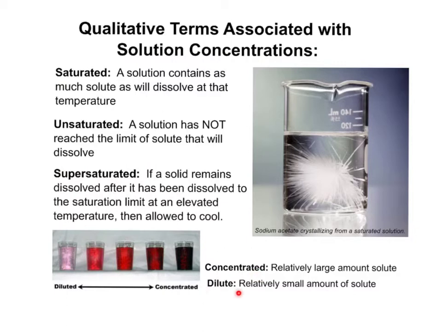We know the terms concentrated and dilute. Concentrated is just a relative term, a relatively large amount of solute. Dilute means we have a relatively small amount of solute. Here's sort of a picture of that. Here we have a dilute amount of pinkish colored solute in the solution, and it is becoming more concentrated, obviously, as I go this direction on that scale.